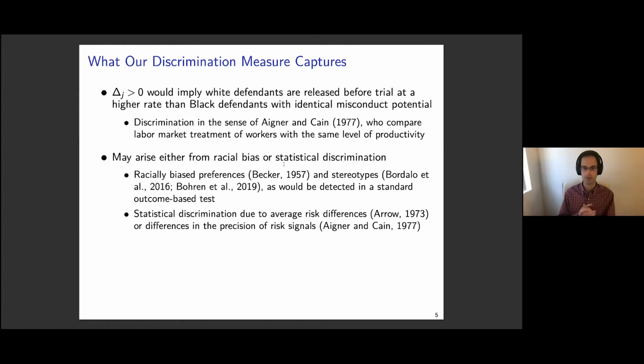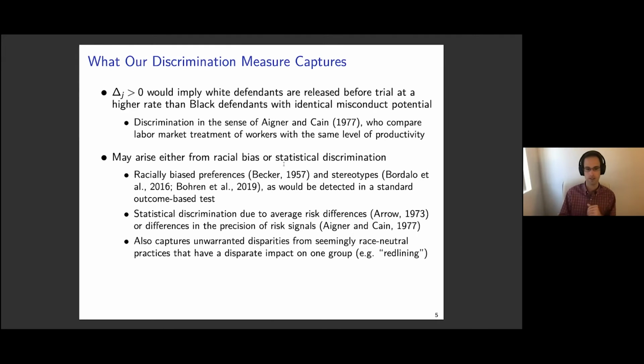So it's an omnibus measure that captures many different types of discrimination. We think it's important because all these different types are potentially illegal. It will also capture unwarranted disparities from seemingly race-neutral policies. As I discussed before in the employment context, if the decision is conditioning on something that's not actually related to job performance, so in this case, something that's not actually related to pretrial misconduct potential, even though once you condition on that observable there's no disparity, it will also capture discrimination that arises from those race-neutral practices that have disparate impacts.